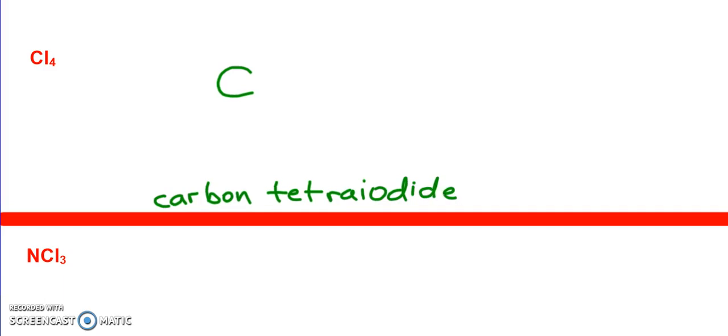Why is it tetra? That's subscript of the iodine. Okay, this isn't Cl. This is I. And there's 4 of them. So we do the normal tetrahedron, and we have the iodines.